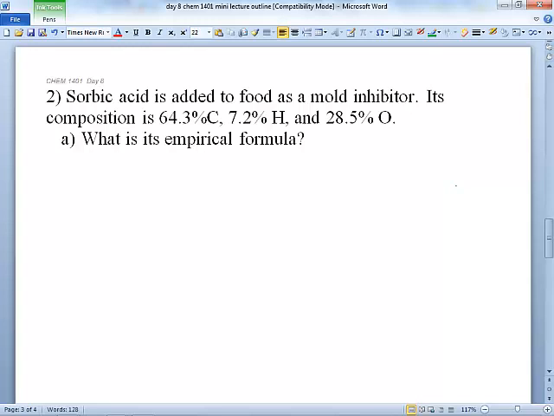Several folks got C3H4O as the empirical formula. Great. I think that's what they got too. So then you divided the two. Yeah, it looks great. You go on and try the next one.